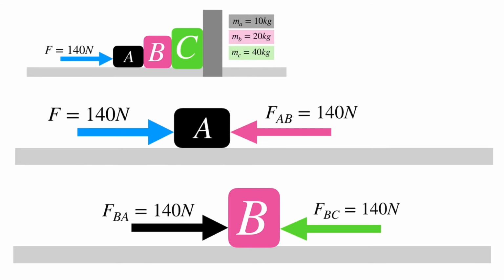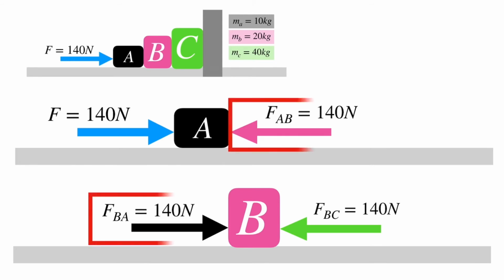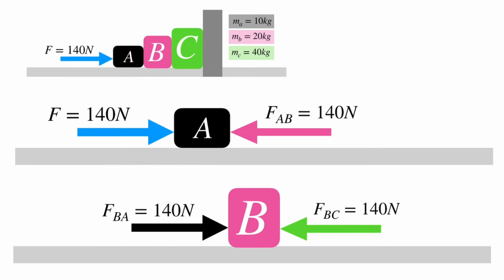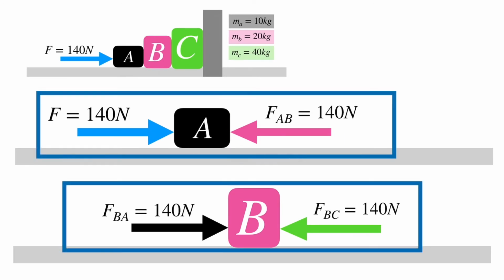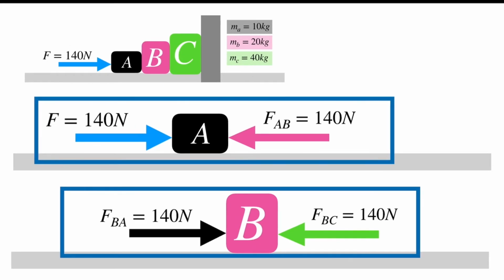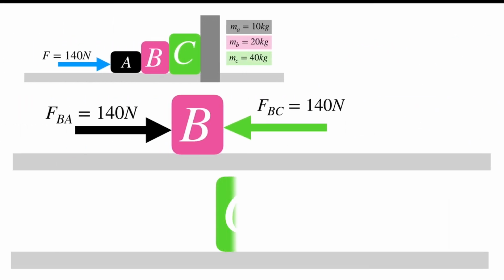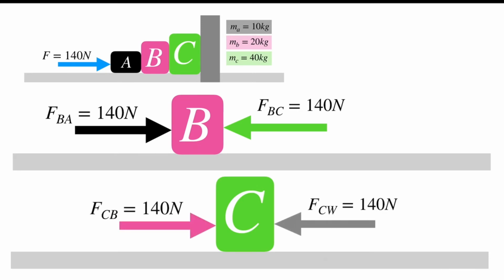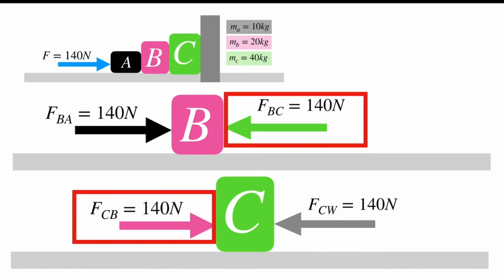By now you might have recognized that FAB and FBA are an action-reaction force pair between block A and B. And both of these blocks are at rest as there is no net force acting on these. Similarly, block C is at rest under two equal and opposite forces working on it by block B and the wall. The interactive force of 140 Newton between block B and C is the force pair between these blocks.